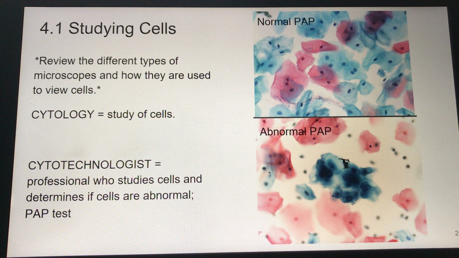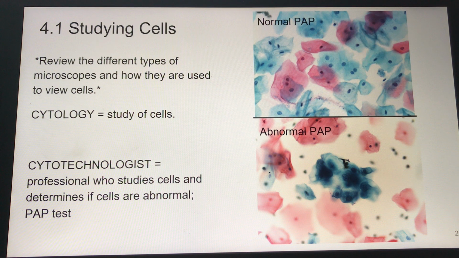Now, when we study cells, of course, we need a microscope. The study of cells is referred to as cytology. Now, I made a little point there at the first of this slide. You'll see I said to review the different types of microscopes and how they are used to view cells. That is not really required for a survey of biology course, but just know that there are different kinds of microscopes that are used depending on how much detail you need to be able to identify on a cell or inside of a cell even.